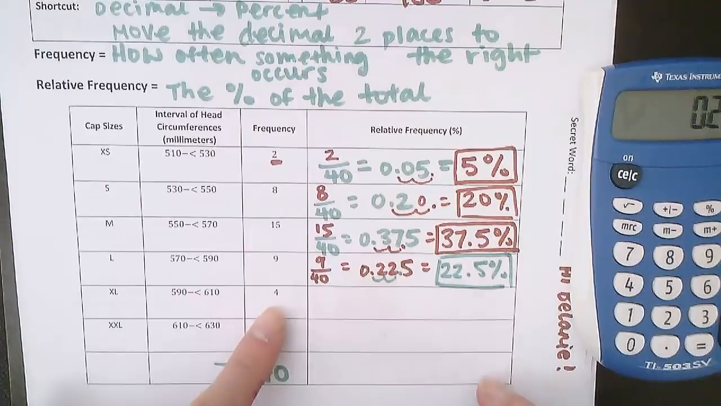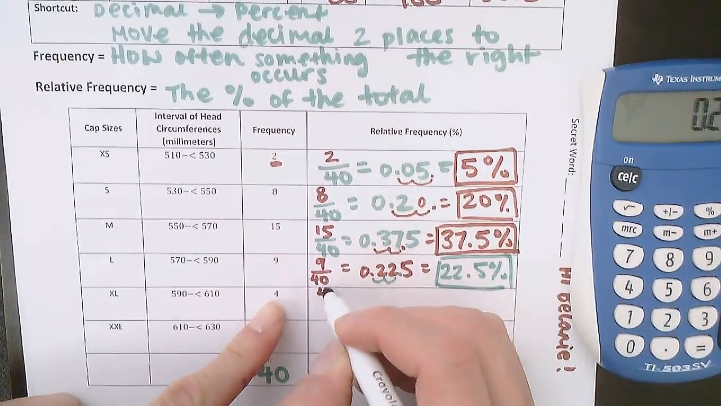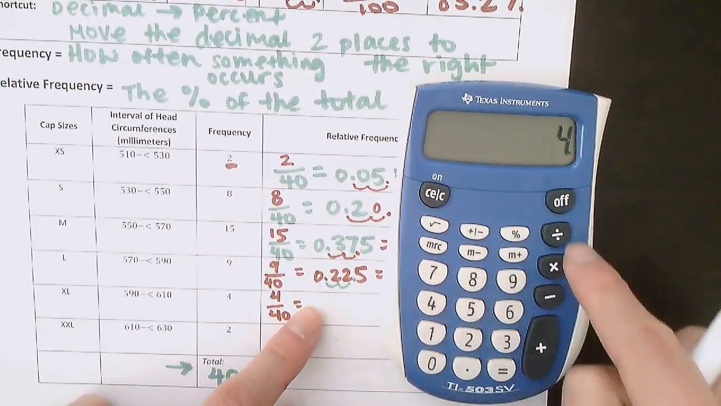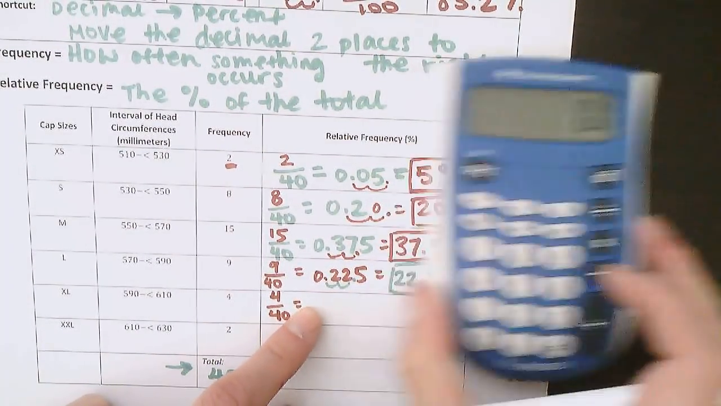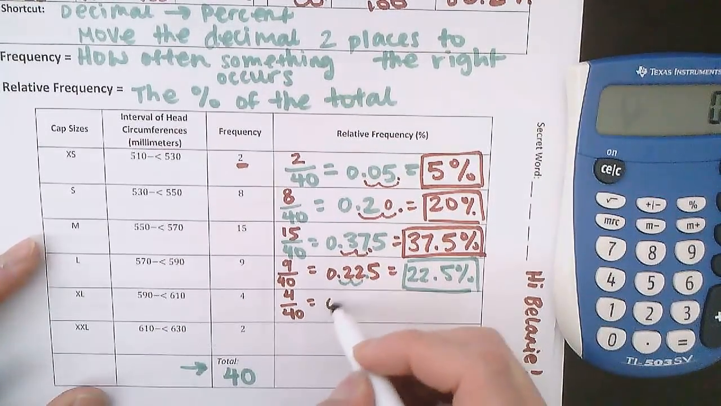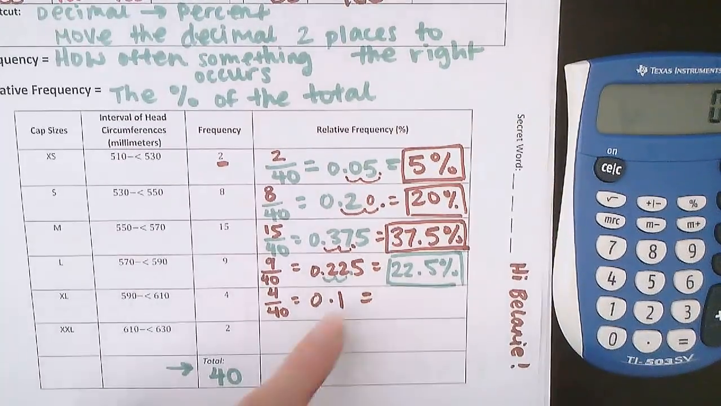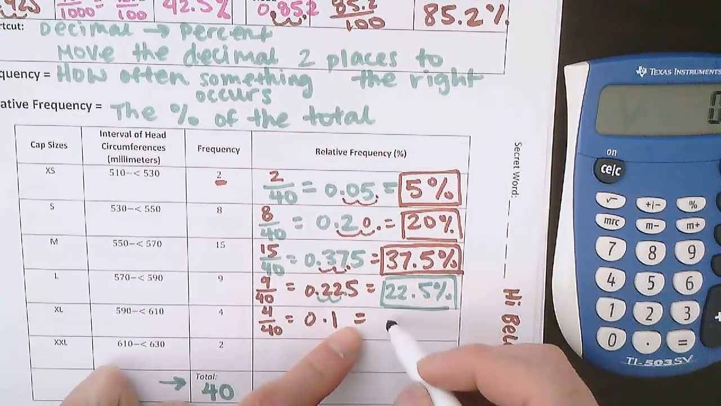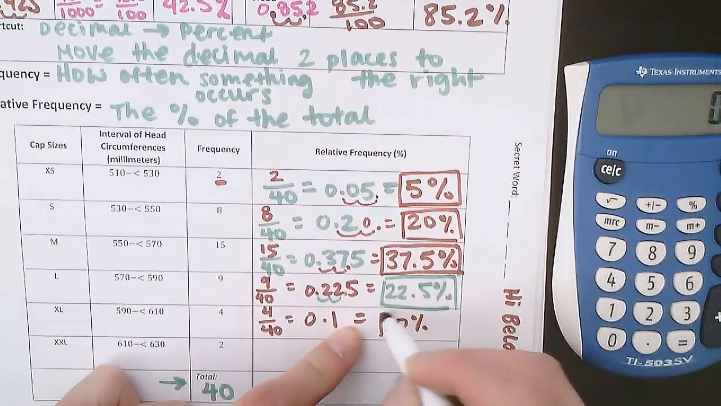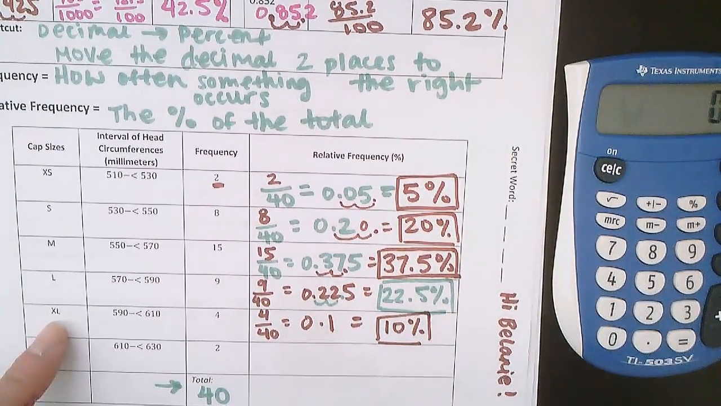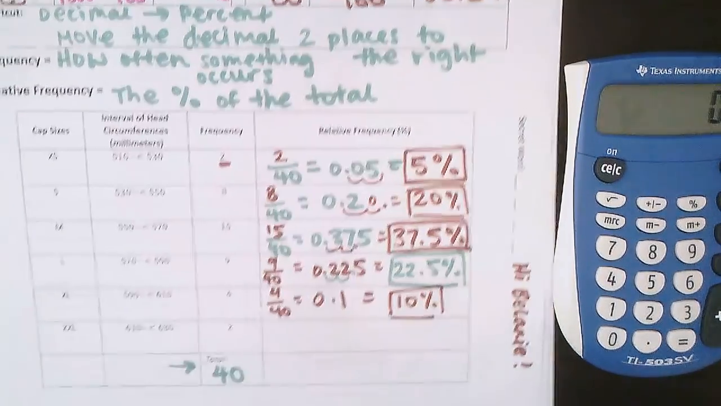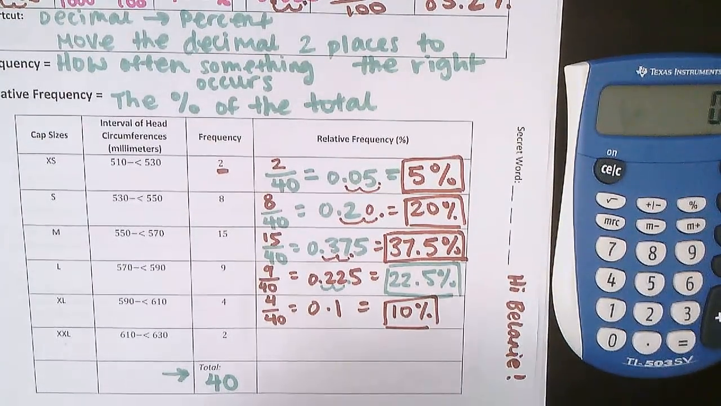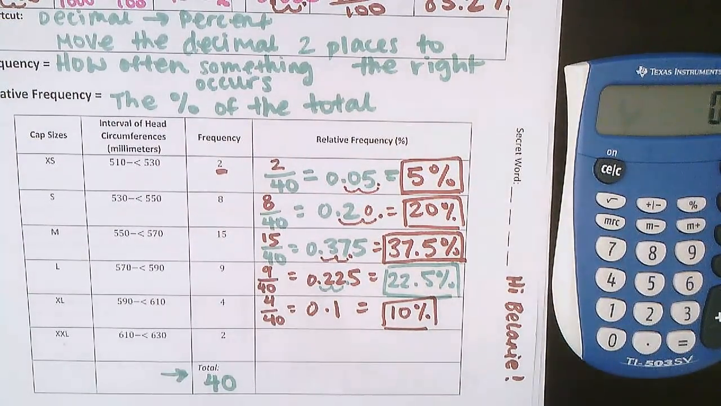Next one, extra large, 4 people. That would be 4 out of a total of 40. 4 divided by 40 equals 0.1. And you should already know from what you did in the first part that 0.1 or 1/10 is 10%. So 10% of the people have extra large cap sizes. And the last one I'm not going to show you because I want to see that you can do that completely on your own. When you are done, raise your hand and get your teacher check.